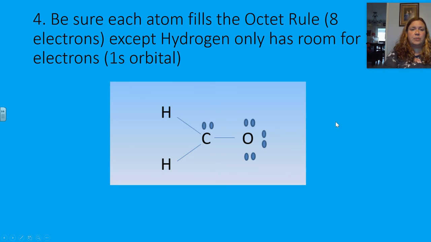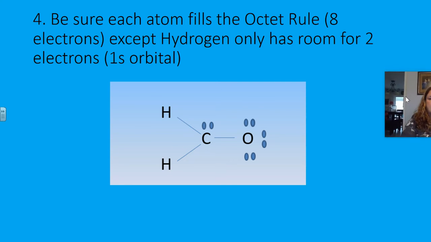The next thing we do is be sure each atom fills the octet rule. So we want to get 8 electrons, except for hydrogen, because remember, hydrogen can only carry 2 electrons. It only has room for 2 electrons. That's what we're missing over here, and that's because of the 1s orbital. Let me pull this down here.